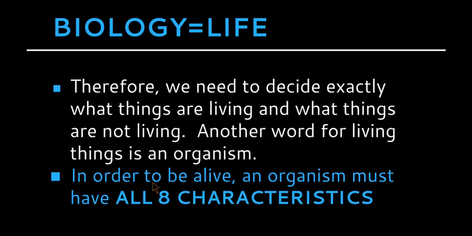So, like we talked about in our first week, biology is life. So, in order to study life, we need to decide what things are living, what things have life, and what things are non-living. So, in order to be alive, scientists have determined that there are 8 characteristics that every single living organism on this whole planet has. Bacteria have them, we have them, dogs have them, cats have them, fish, oak trees, flowering plants. All living organisms have these 8 characteristics of life.